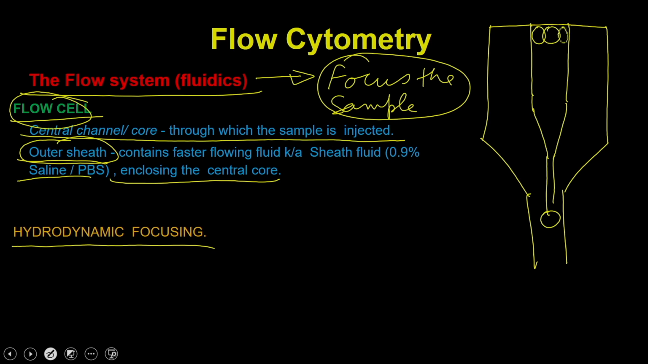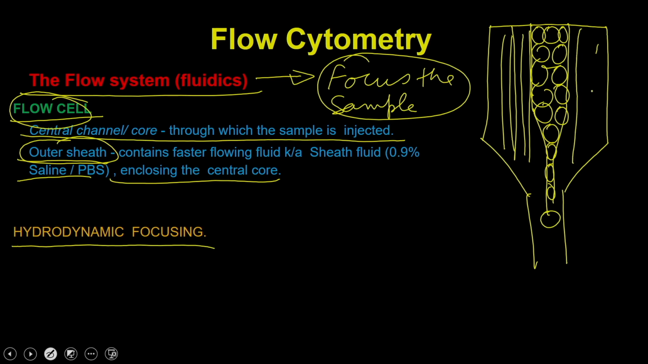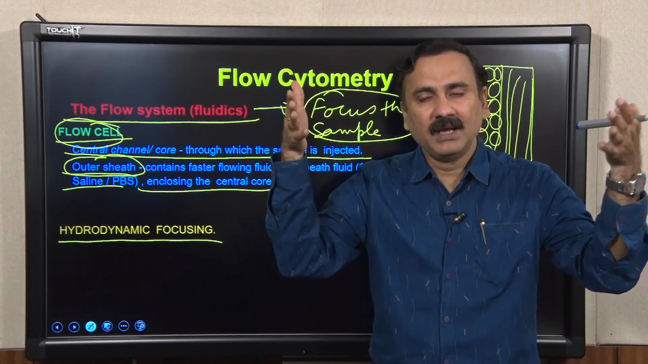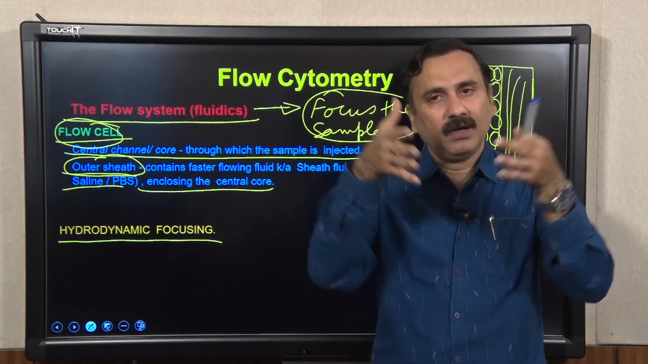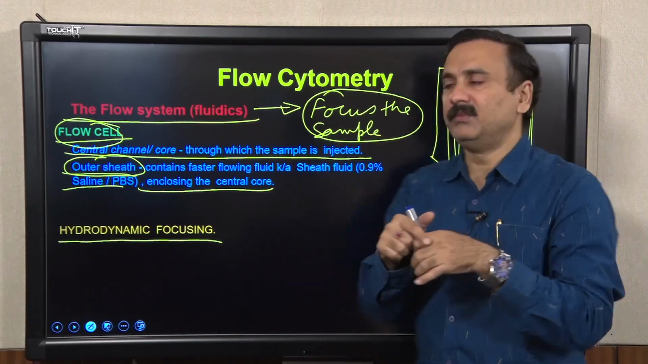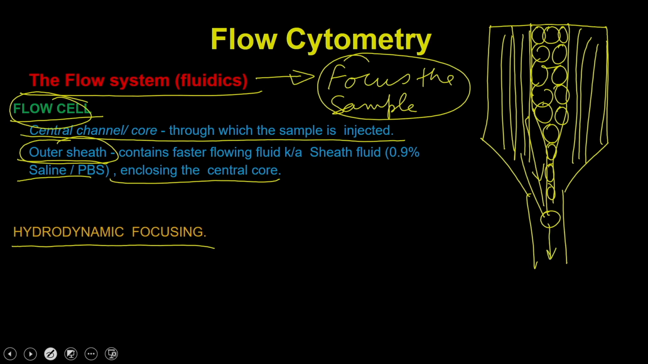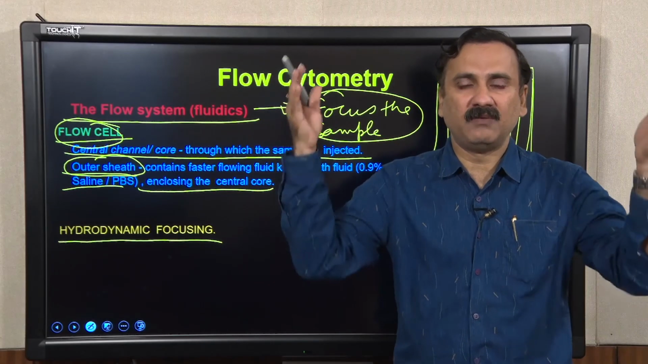You can imagine that you have multiple cells at the base of this particular sample, but ultimately it is going to give you a single cell. That happens because the sheath fluid is running on top as well as the bottom of this sample, and the speed of this sheath fluid is controlled in such a way that it focuses the sample. As a result, a single cell comes out from this fluidic system, and then this single cell is illuminated by the laser.